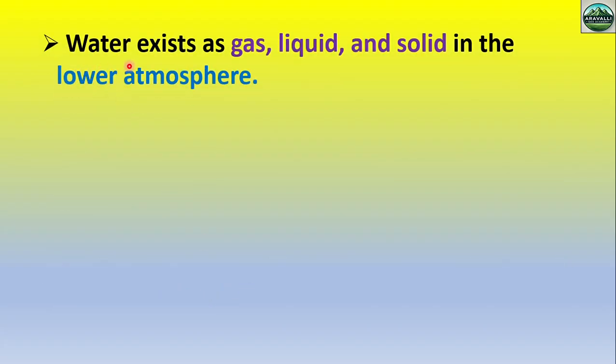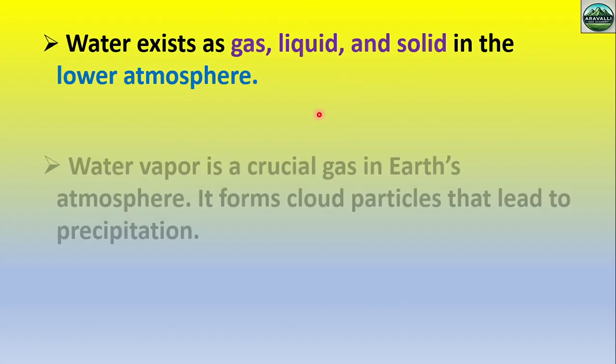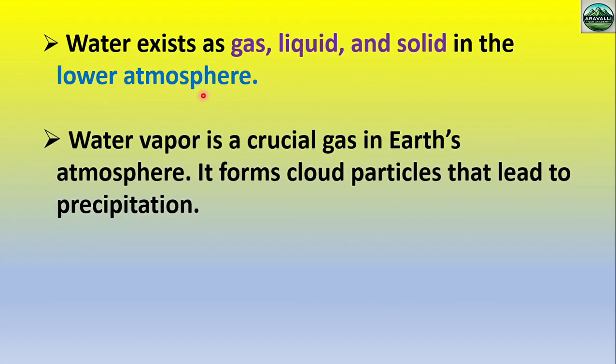Water exists as a gas, liquid and solid. Water exists in all three phases: gas as well as liquid and solid. Water concentration is maximum in the lower atmosphere. When we move from the surface upward, water concentration continuously decreases. Remember this one also.